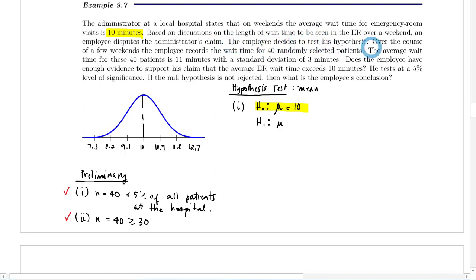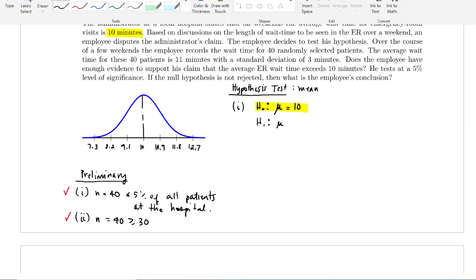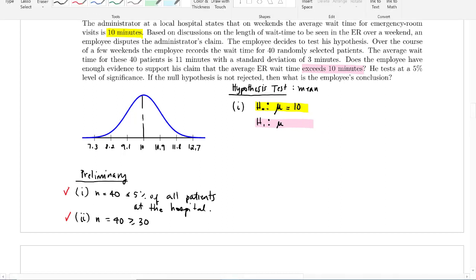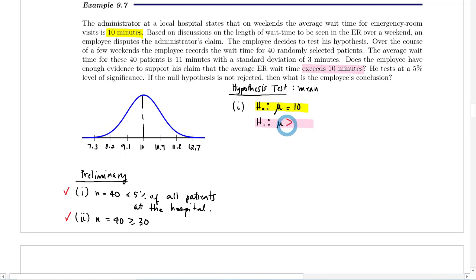Over the course of a few weekends, he records the wait time for 40 patients. So his claim is that the average ER wait time exceeds 10 minutes, meaning patients are waiting longer than 10 minutes in the ER. He doesn't believe what the administrator is saying. So exceeds, and this is the time where we use our labs, right? Exceeds means more than the status quo, which was 10 minutes. And mark that it's the claim as well. So put a little C like I do.